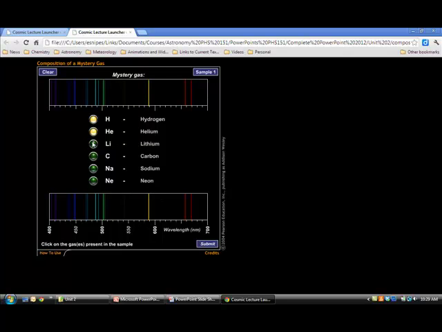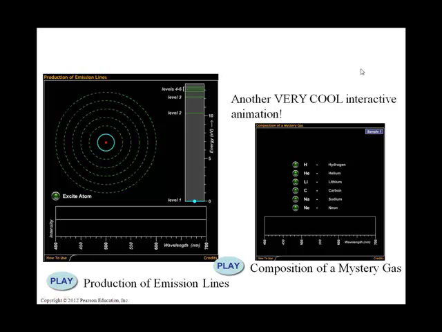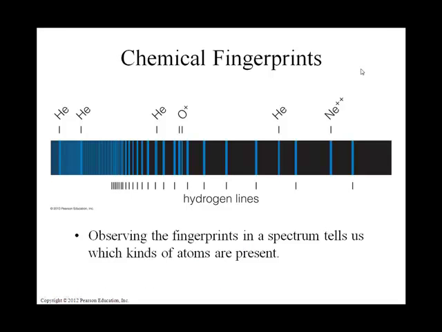Let's add lithium. Could it contain lithium too? Because now what I've done is I have extra spectral lines here. All right, let's submit hydrogen, helium, and yes, that is correct. All right, I think I had one more slide to show you.